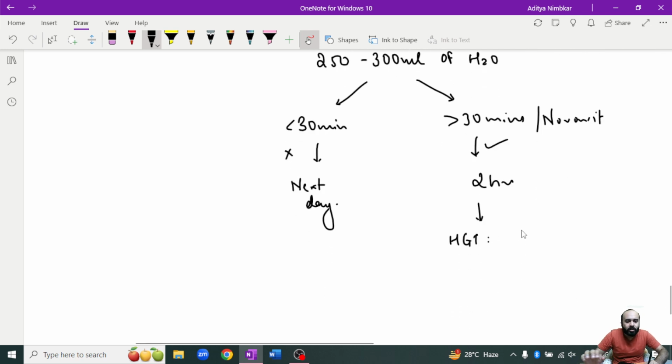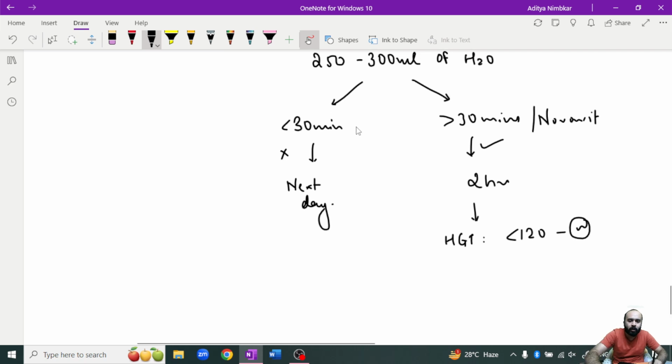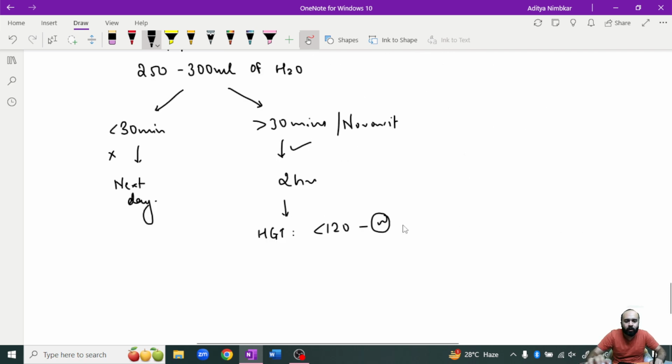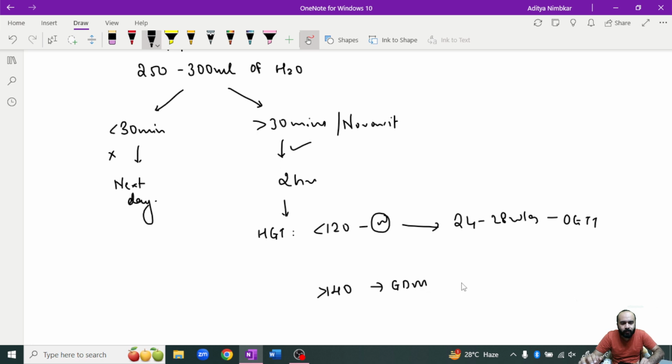Now we have three interpretations. Less than 120 is your normal value. You can tell her safely, मैडम जी आपको अभी कुछ नहीं करना है. अभी आप डायरेक्टली जाओगे 24 वीक्स पे, 24 to 28 वीक्स पे आप जाके करोगे OGDT. Whereas if this female has a value of more than 140, then you tell her, मैडम आपको gestational diabetes mellitus है, आपको कंफर्म करने के लिए इमीडिएटली अगले दिन OGDT करना है. You have to do it the next morning because उसमें FBS भी लगता है आपको.